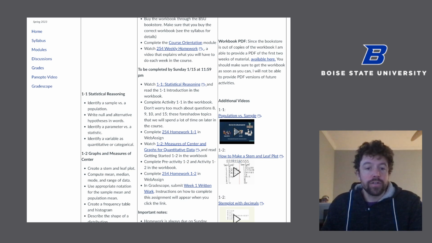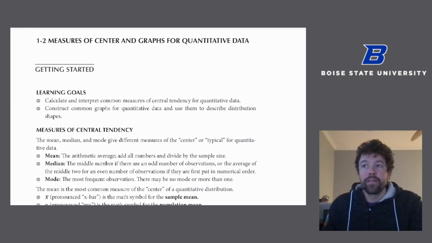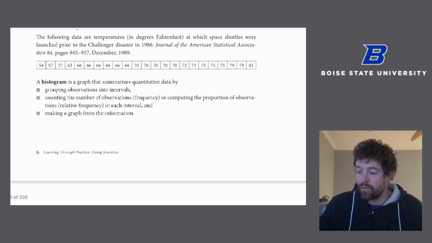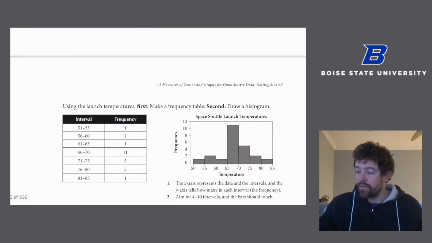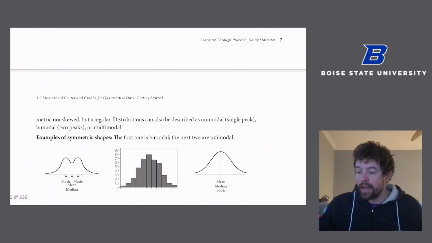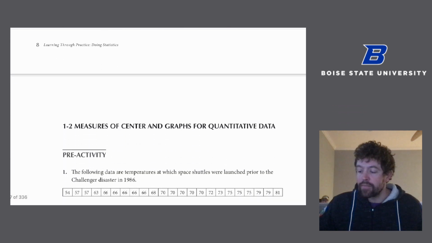The next thing you should do is go to the workbook and read the Getting Started section. For 1.2, this Getting Started section is going to list some learning goals, and then it's going to go over a bunch of the material that we need for the section. When you read the Getting Started, some of it might make sense, some of it might be a bit confusing. It's not intended that it all makes sense right away. Sometimes you have to work through the homework for this to make sense. So you've watched the video I made. You've read through the Getting Started section, and now you're ready to complete the pre-activity.